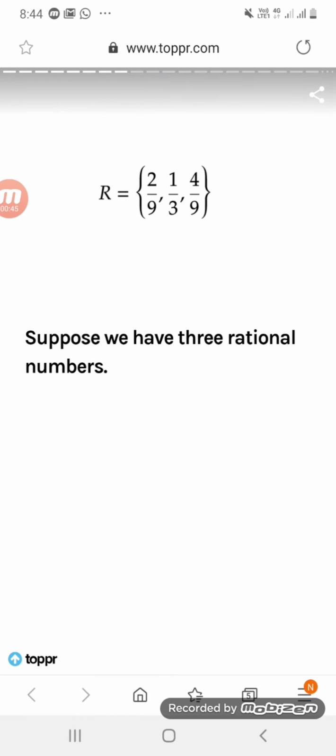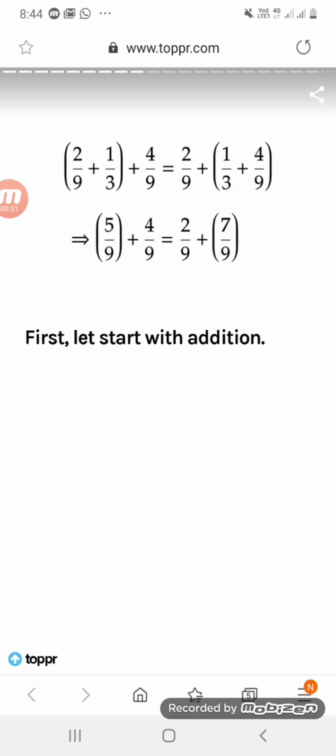Suppose we have 3 rational numbers, that is, 2 by 9, 1 by 3 and 4 by 9. We'll start with addition. So (2 by 9 plus 1 by 3) plus 4 by 9 is equal to 2 by 9 plus (1 by 3 plus 4 by 9). When we add, we have to solve what is in the bracket first.